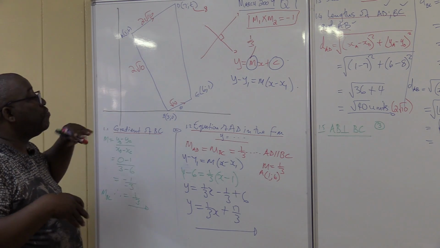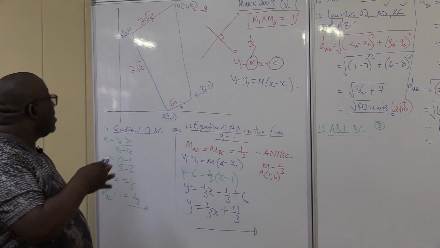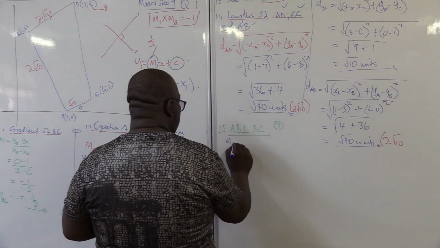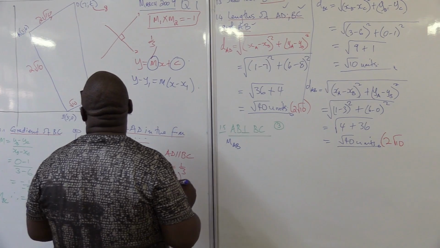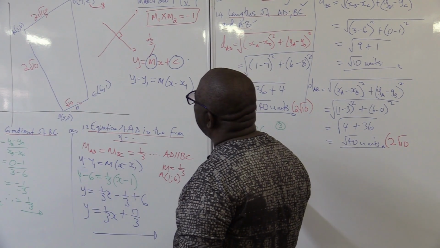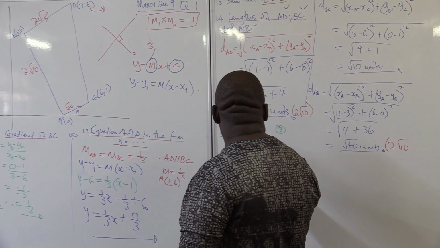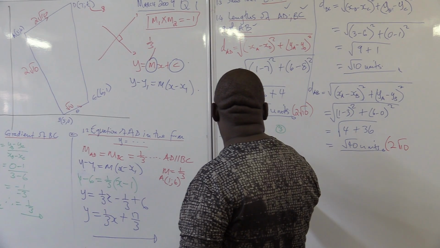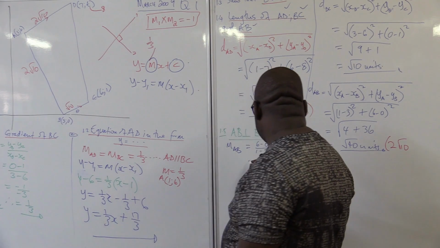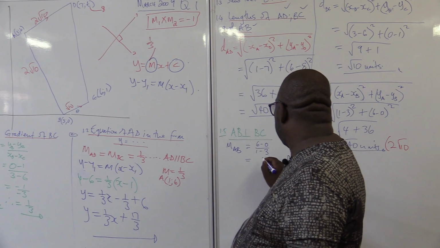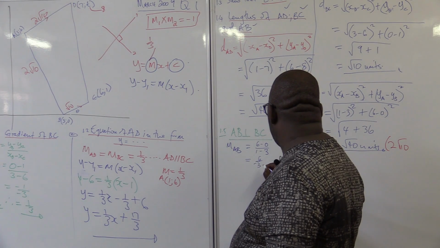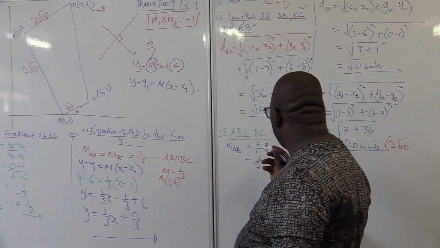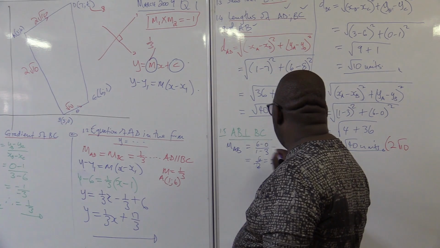Now I want us to work on this gradient and see what we have first. Let's find the gradient of AB, because we do have the gradient of BC. What is the gradient of AB? Let's work it out. 6 minus 0 over 1 minus 3. What do I get? 6 minus 0 is 6 over minus 3. It's minus 2. Therefore, the answer will be minus 2 for 6 over minus 3. This is the gradient of AB.